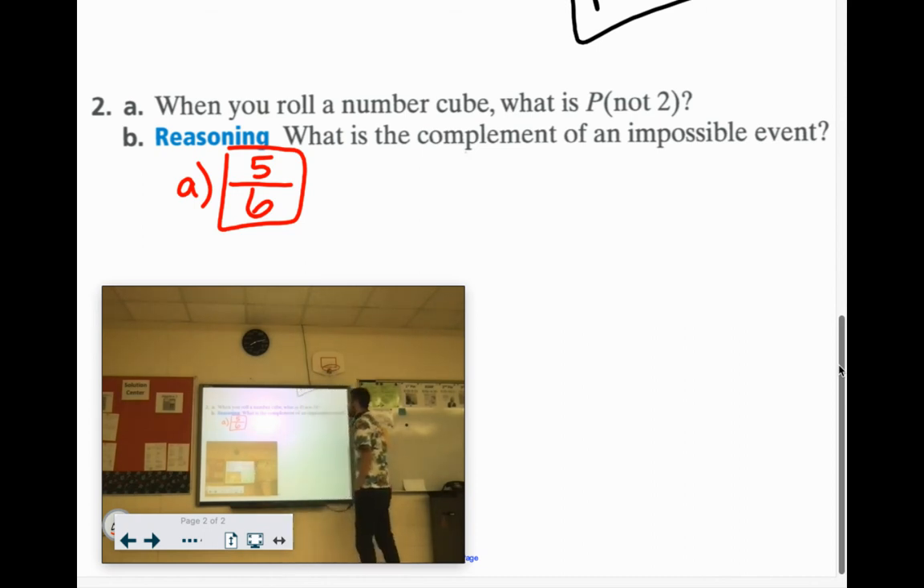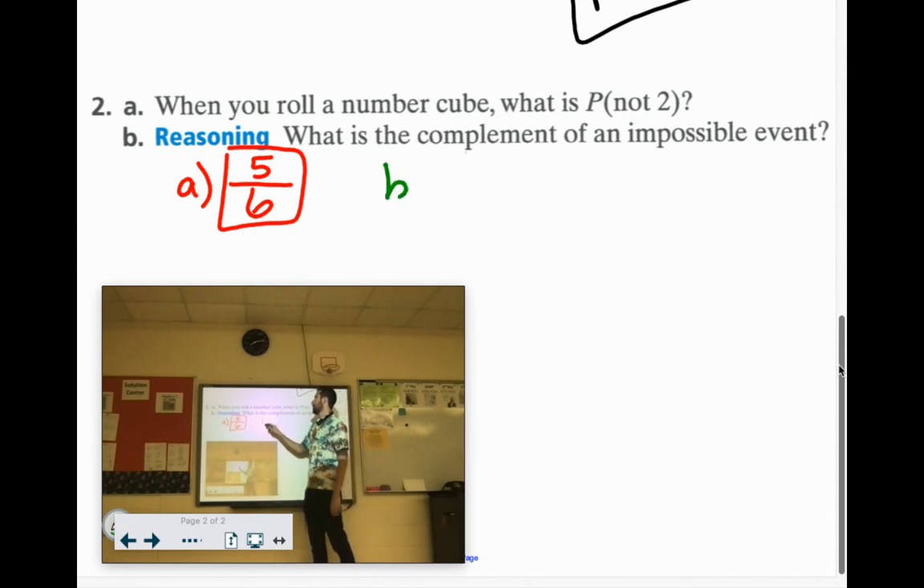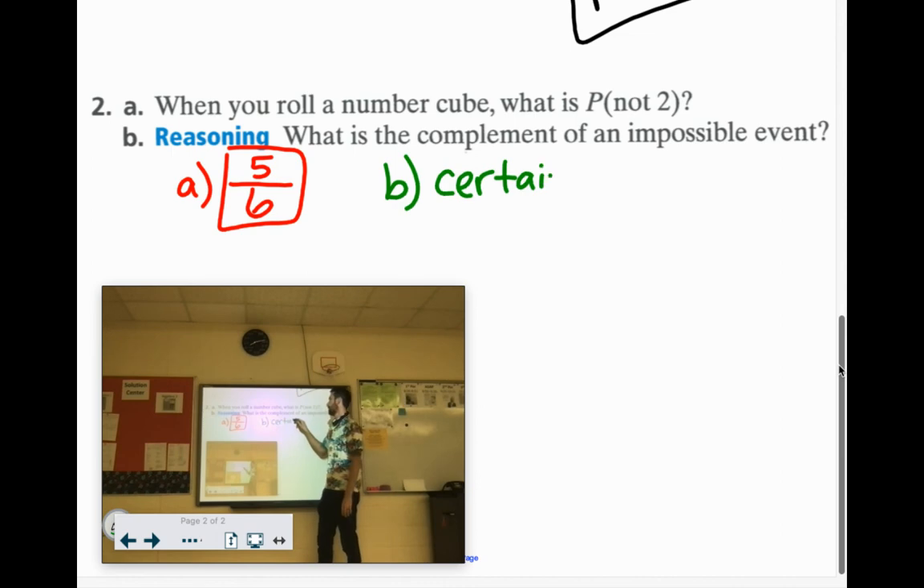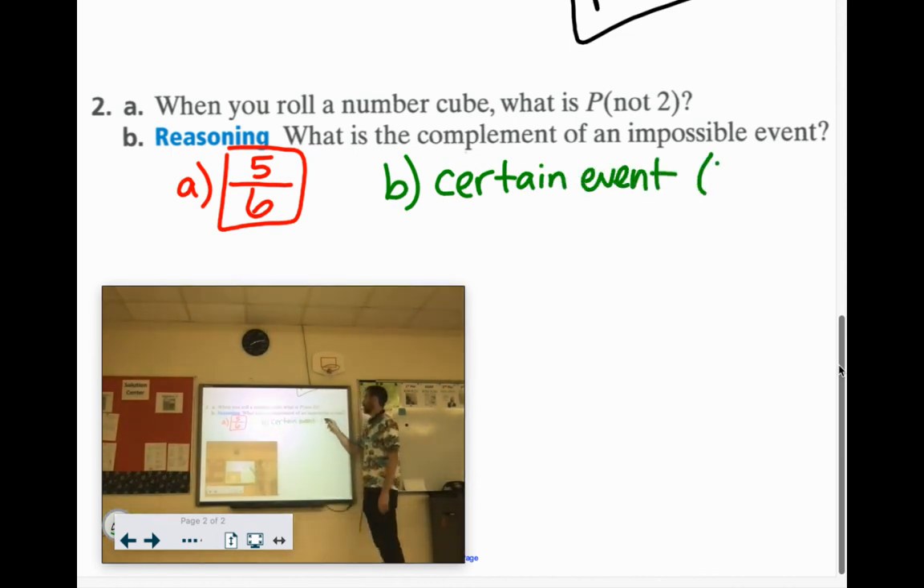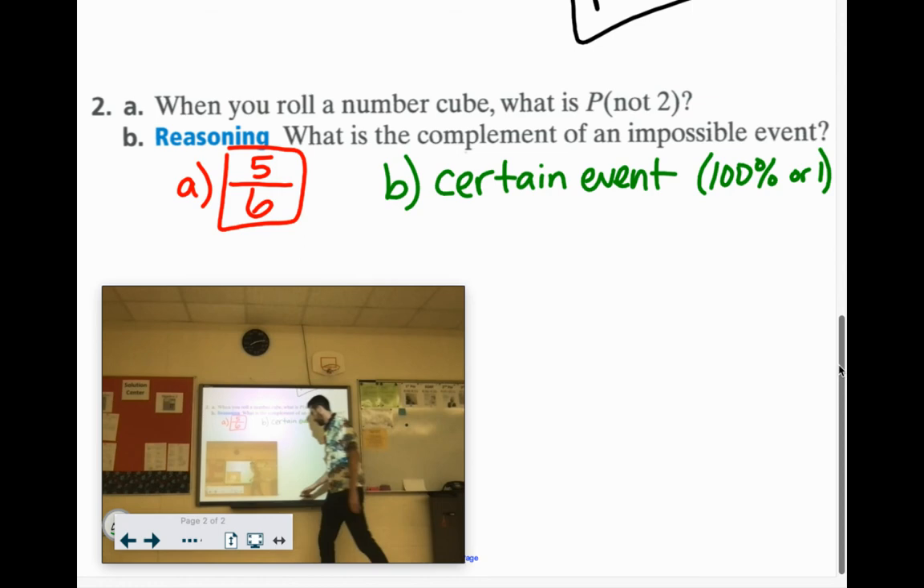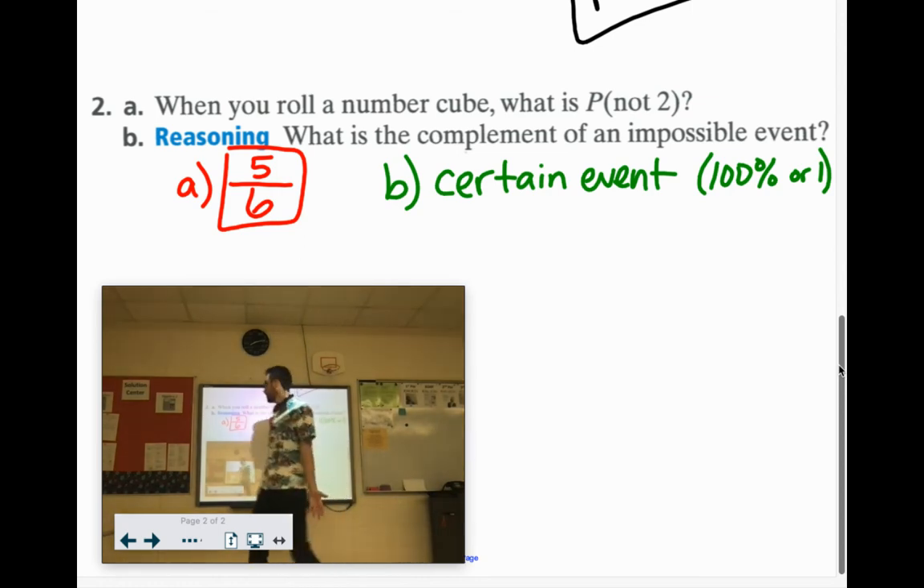What is the complement of an impossible event? So an impossible event would be like 0 out of 6. So the complement would be 6 out of 6, which we call a certain event. Or you could say 100%. Or you could say 1, like 1 whole. That's it for probability. That's not too bad.